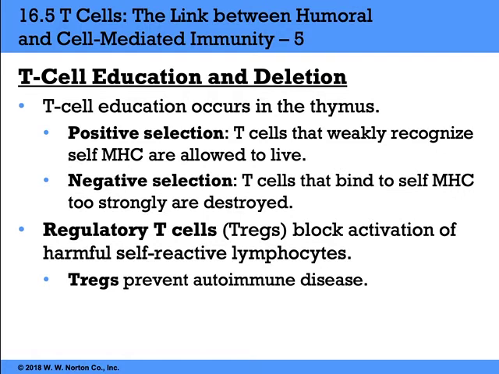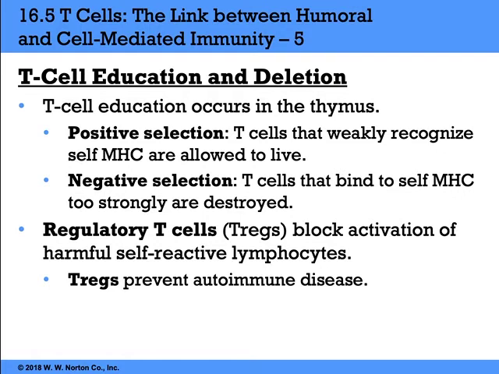We want a weak hookup. That's the tolerance part, okay? The tolerance part. And then we go through the process of picking out cells that recognize foreign antigen, okay? And if they do, then they are able to pass into the fully developed immune system.